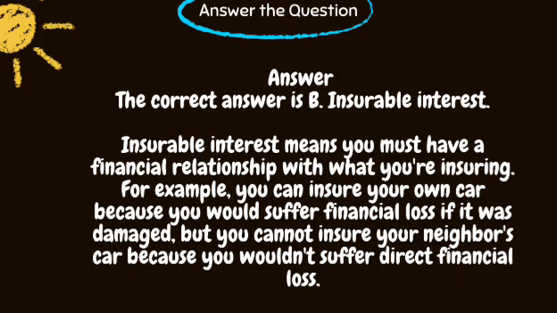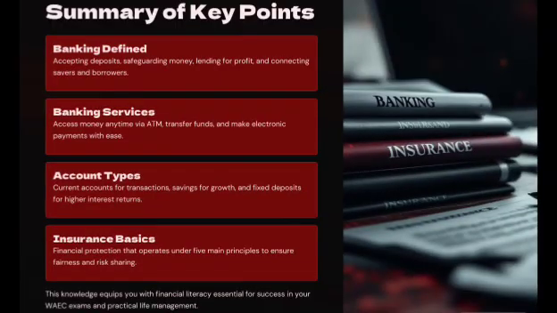Let me explain. Now, insurable interest means you must have a financial relationship with what you are insuring. For example, you can insure your own car because you could suffer financial loss if it was damaged. But you cannot insure your neighbor's car because you wouldn't suffer direct financial loss.